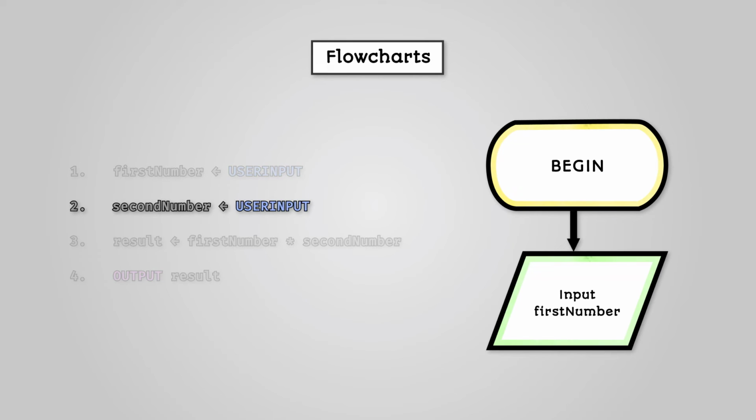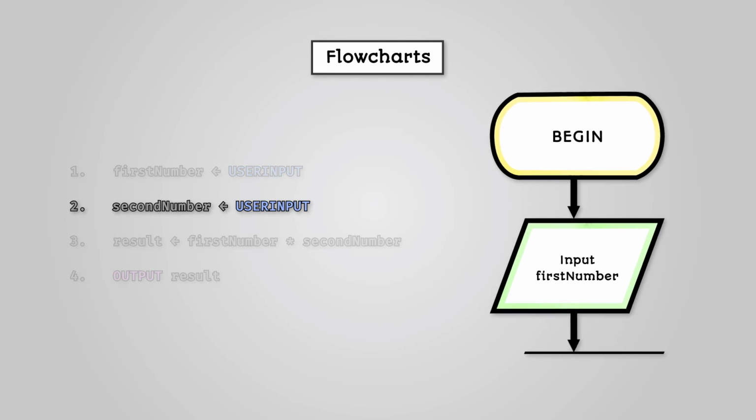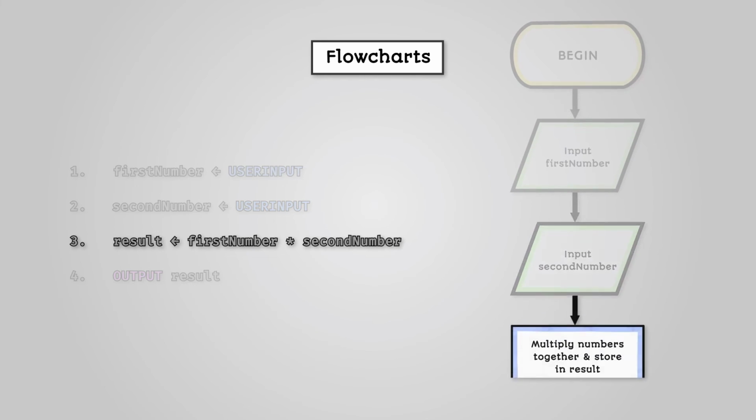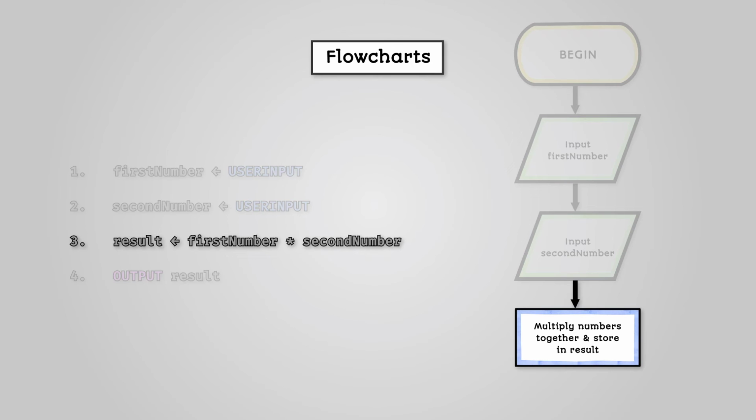Now we can look at line 2 of the pseudocode. This matches the following parts of the flowchart. Again, this matches the pseudocode very closely. We have input the second number and stored it in a variable called second number. Now we can look at line 3 of the pseudocode. This matches the following parts of the flowchart. While this looks a little different, as the flowchart is more descriptive, you can see it does the same thing. We multiply first number and second number and store the result in a variable called result.